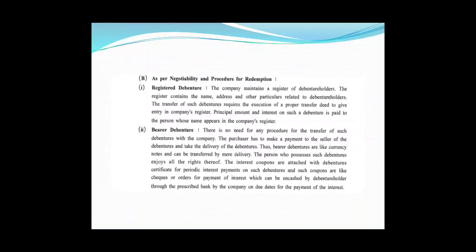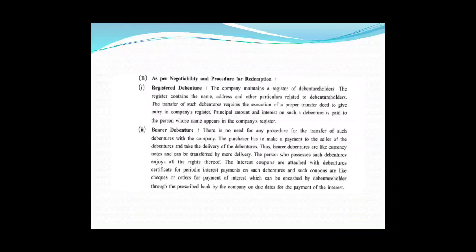What registered debenture is? The company maintains a register of debenture holders. The register contains the name, address, and other particulars related to debenture holders. The transfer of such debentures requires the execution of a proper transfer deed to give entry in company's register. Principal amount and interest on such debentures is paid to the person whose name appears in the company's register.